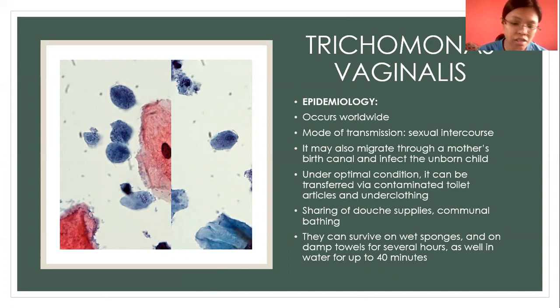Under optimal conditions, it can be transferred via contaminated toilet articles and underclothing, sharing of douche supplies, and communal bathing. They can survive on wet sponges and on damp towels for several hours, as well as in water for up to 40 minutes. So, yung douche supplies, sa babae ito yung kapag fina-flood mo ng water or betadine or feminine wash yung vagina mo. Kapag ganun, na-alter yung pH environment ng vagina. Kapag shinare mo sa ibang tao at ikaw ay infected ng Trichomonas vaginalis, yung next na gagamit ng kit mo, magkakaroon din. Communal bathing, yung bathtub or jacuzzi. Then, tulad ng nabanggit kanina, it can migrate through a mother's birth canal and infect the unborn child.